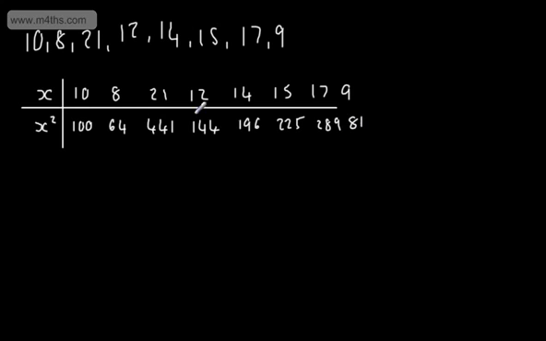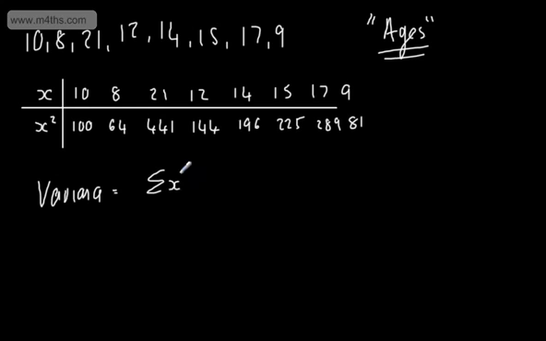These are people's ages, so they're the ages of a group of people. If we consider now, the variance, or sigma squared, is going to be equal to the sum of x squared over n minus the sum of x over n, squared. So how many people have we got here? That looks to be 8 people.